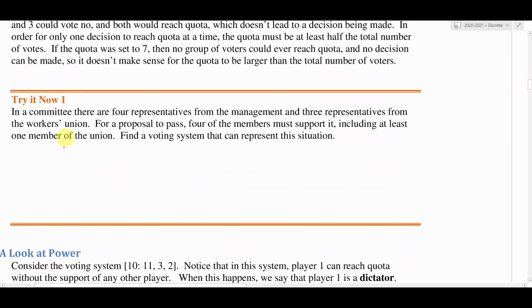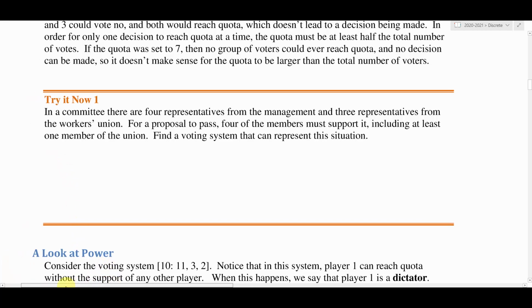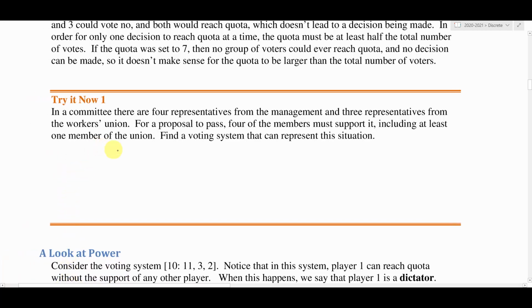Okay, so let's take a look at a situation. We're going to try and develop our own voting system here in Try It Now 1. We have a committee that has 4 representatives from the management of this company and 3 representatives from the workers' union. We want to pass proposals, and to pass a proposal, we need 4 members of this committee to support it, including at least 1 member of the union. So we want to find a voting system that can represent the situation.